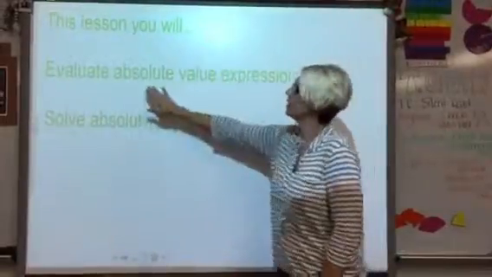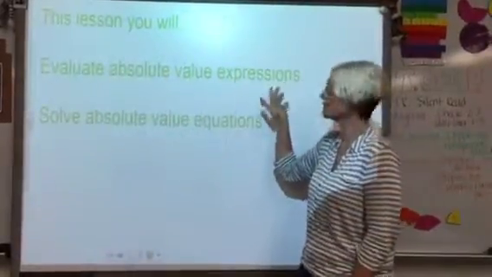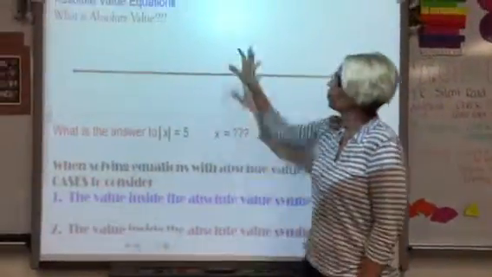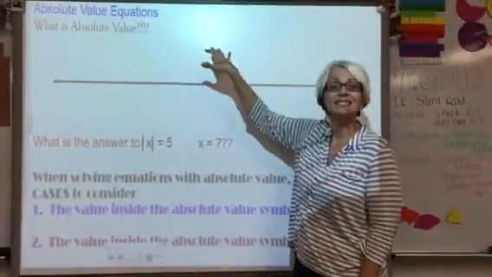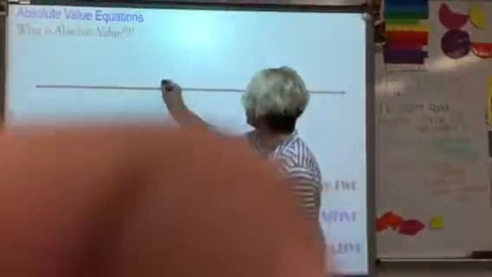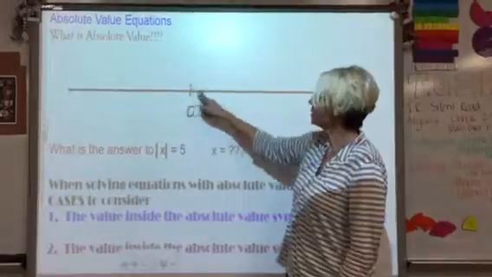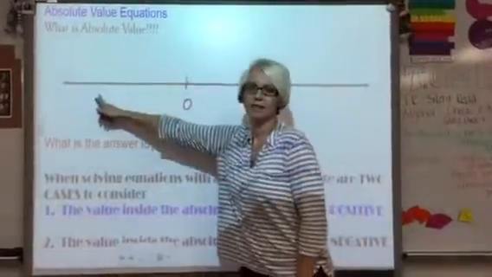In this lesson, we will evaluate absolute value expressions and we'll solve absolute value equations. So what is absolute value? Absolute value is the distance from zero. So if you look here, this is 0 on the number line. Absolute value is how far to the right and how far left you can go.